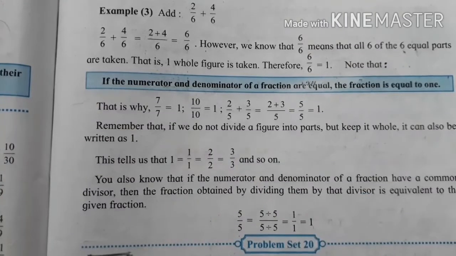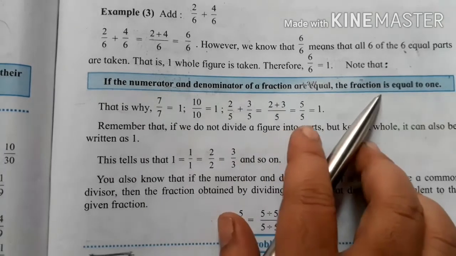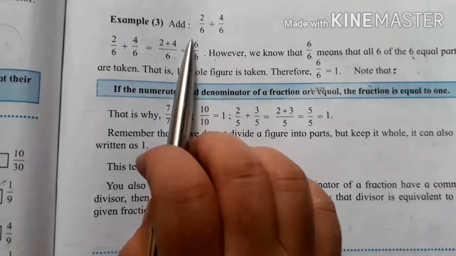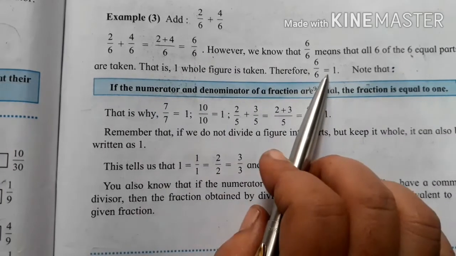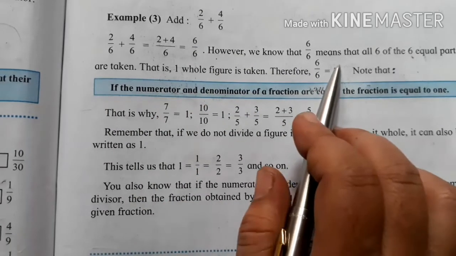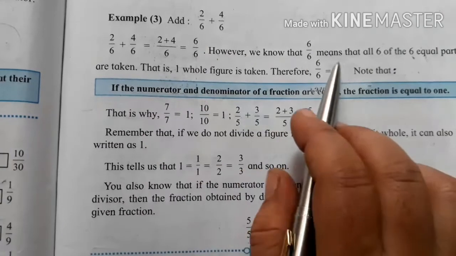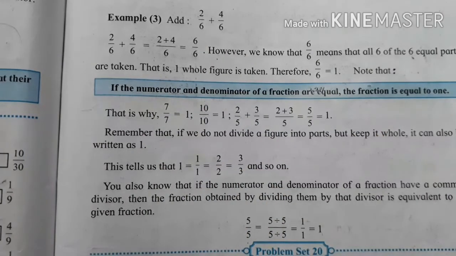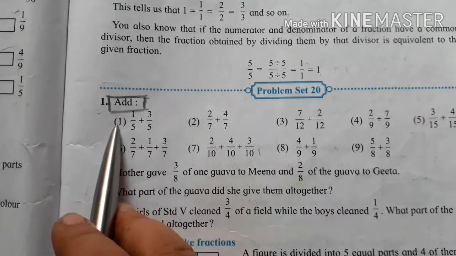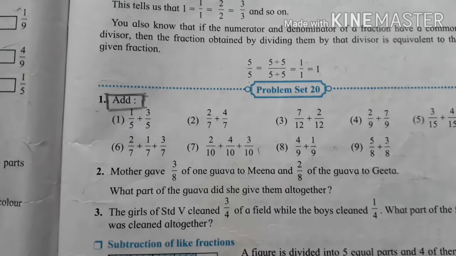So see, again one rule is here. If the numerator and denominator of a fraction are equal, the fraction is equal to 1. So see, if your answer comes 6 upon 6, what is the meaning? As we divide 6 by 6, 6 ones are 6. So the answer will come 1. When both numerator and denominator are the same number, the answer is 1. Okay, so now let's see problem set 20. The first question is add. Okay, simple addition.